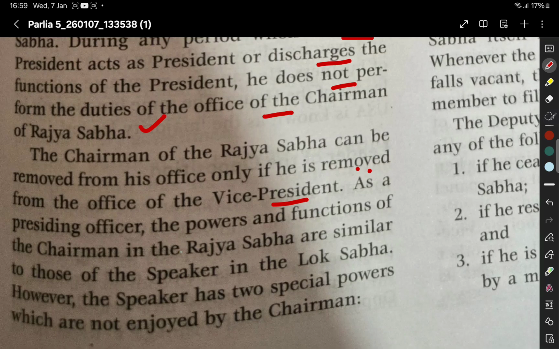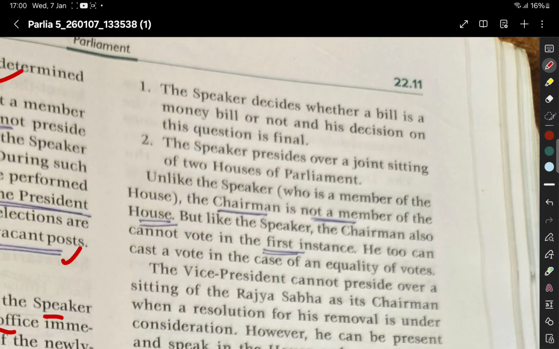As a presiding officer, the powers and functions of the Chairman in the Rajya Sabha are similar to those of the Speaker in the Lok Sabha. However, the Speaker has two special powers which are not enjoyed by the Chairman. The Speaker decides whether a bill is a money bill or not, and the decision on this question is final. The Speaker presides over the joint sitting of the two Houses of Parliament.